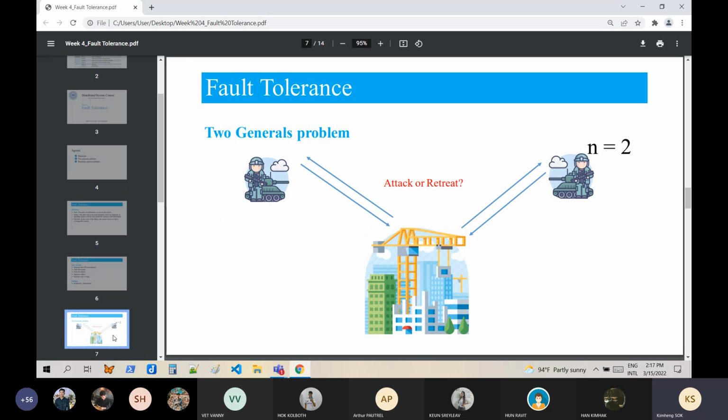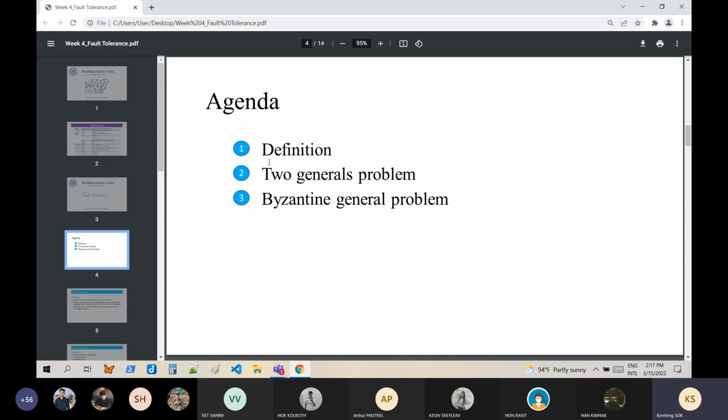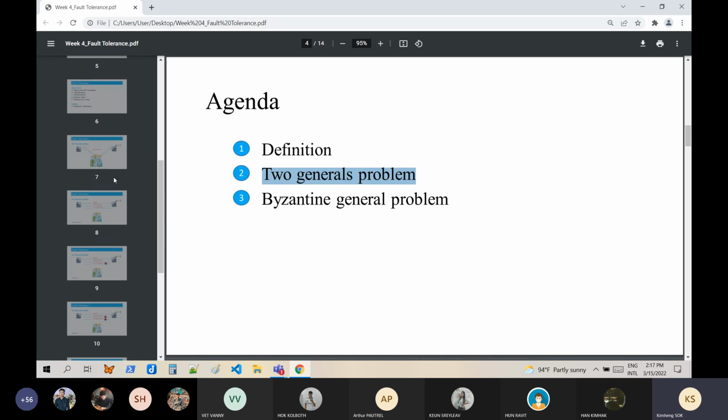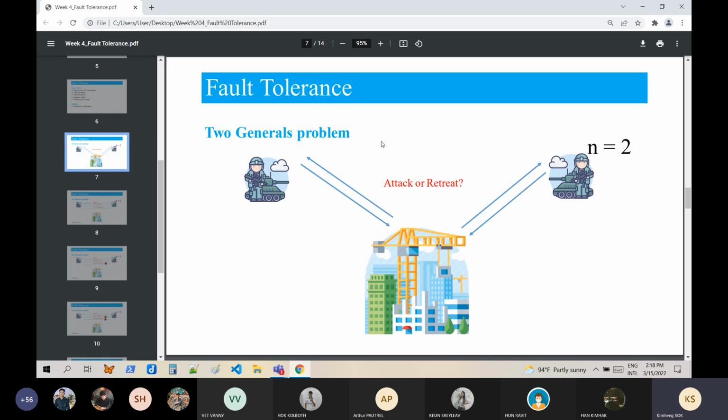Okay, so the second step, so now you know the definition. Now we learn about one problem when two computers are talking to each other. Okay, so we talk about the two generals problem. So why in computer science do we call it the two generals problem? Because we are using the case in the Byzantine Empire.